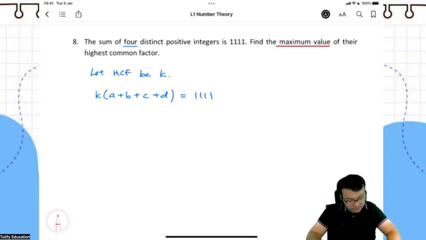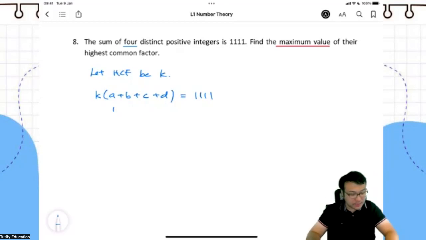So can you guess? Let's try to guess a very small number for A, B, C, D. And they must be distinct. Okay, so Abby, you cannot guess the number 4. Because if you guess the number 4, that means A equals to 1, B equals to 1, C equals to 1, D is 1. They are not distinct. You cannot guess this. You must guess something which makes them all unique. So what will you guess, Abby?